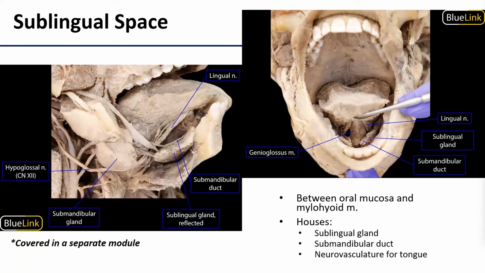So the sublingual glands are here. A portion of the submandibular gland can also be found here, as well as its duct. This is also the region where we're going to find most of the neurovasculature that supplies the tongue traveling, but we will get to all of that in due time.